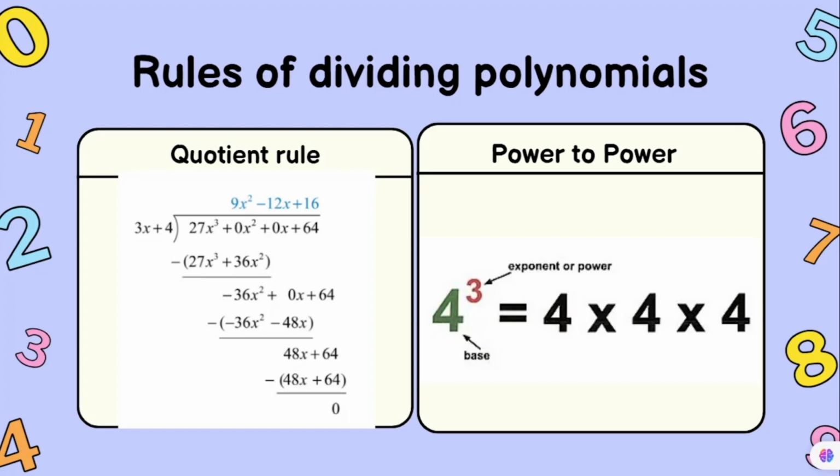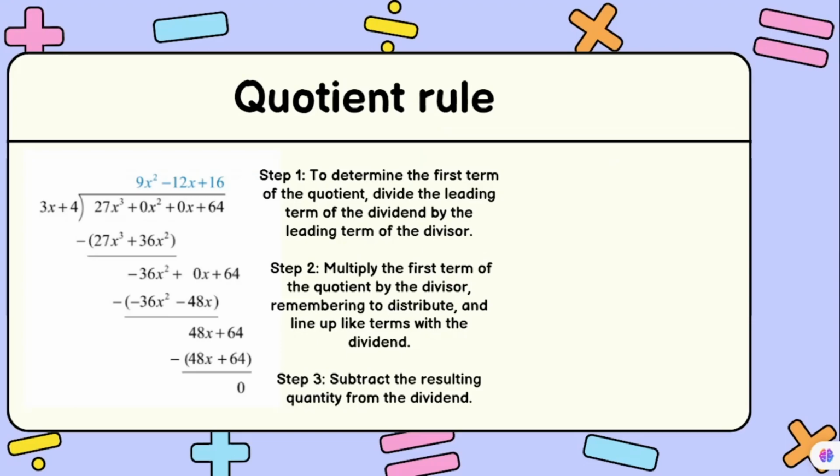Now, let's get to the rules of dividing polynomials. Number 1 is the quotient rule, and number 2 is the power to power rule. So for the quotient rule, here are the steps. Step 1, to determine the first term of the quotient, divide the leading term of the dividend by the leading term of the divisor. Step 2, multiply the first term of the quotient by the divisor, remembering to distribute and line up like terms with the dividend. Step 3, subtract the resulting quantity from the dividend. So take note of these 3 steps. This is what they did to get this answer.